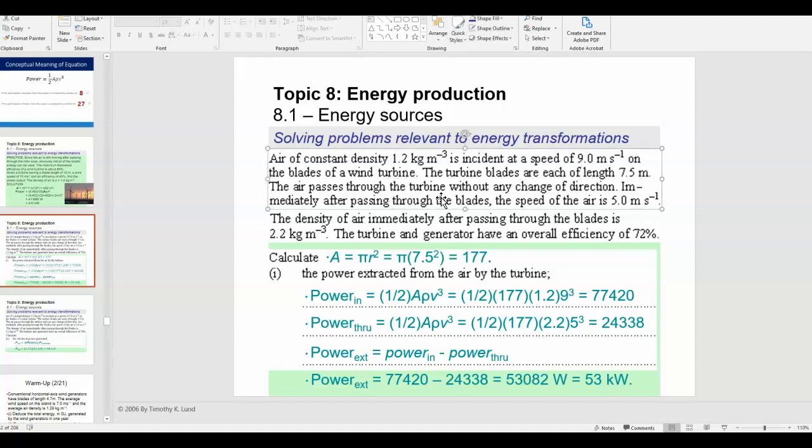The air passes through the turbine without any change of direction. Immediately after passing through the blades, the speed of the air is 5 meters per second. The density of the air immediately after passing through the blades is 2.2 kilograms per cubic meter, and the turbine and generator have an overall efficiency of 72%.